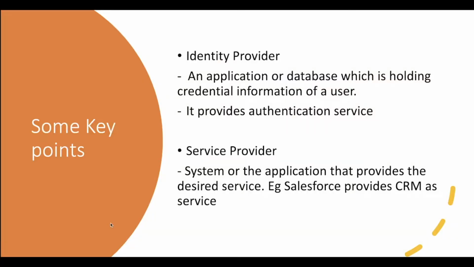Some of the key points that we need to understand here: in SAML we have one identity provider and one service provider. The identity provider is an application or database which is holding your username, password, or credential information. It provides an authentication service. So basically, when you enter username and password, the identity provider says whether it's a right username or password, whether it's a genuine user or not. The service provider is the application which you want to use.